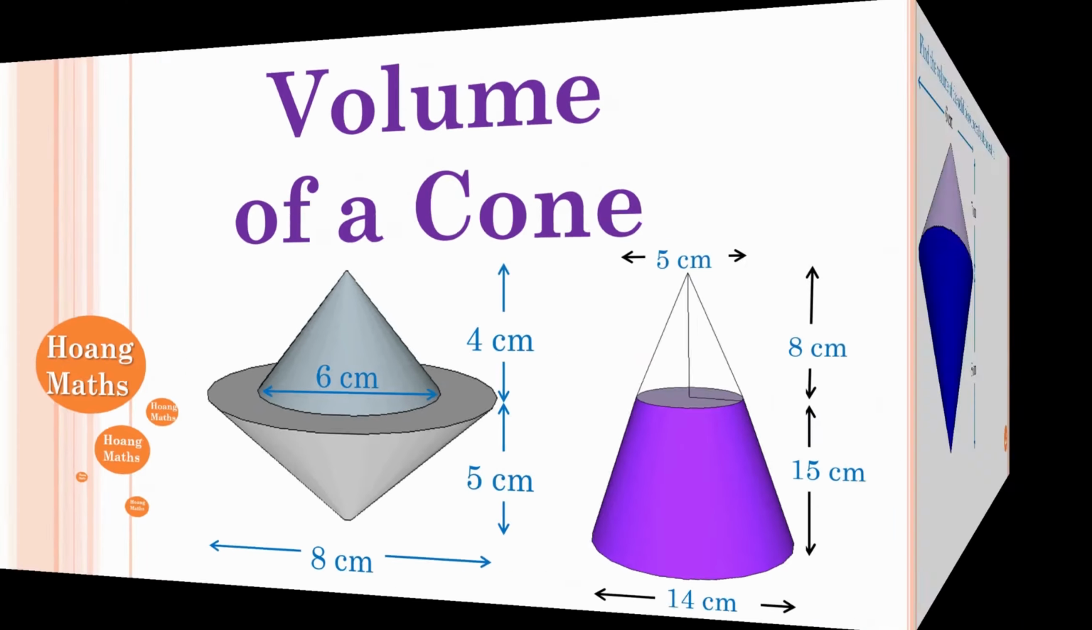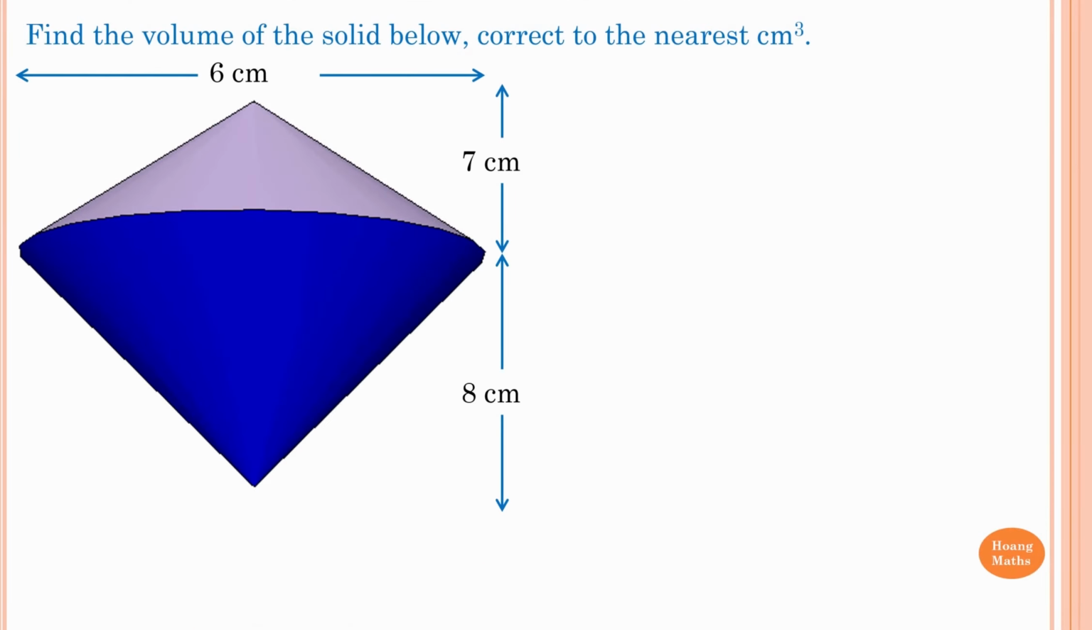To find the volume of this solid, we need to find the volume of this first. So we'll name this V1, and then we find the volume of this, which we name V2, and then we add them together. That will give me the volume of this solid. So we know that the volume of a cone is 1/3 pi r squared h.